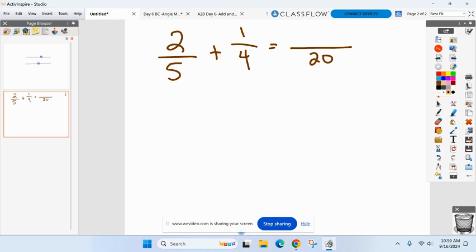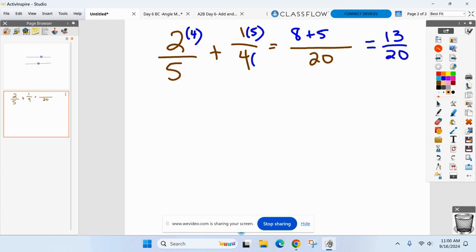So that's what you have to multiply your numerator by. So that would become an 8. And then 4 you had to multiply by 5. So that's what you multiply the top by. And my final answer would not be 3/9, it's 13/20. Okay, that's what we're going into today.